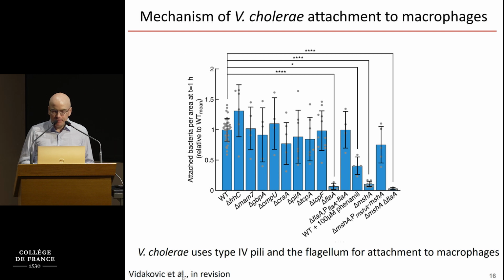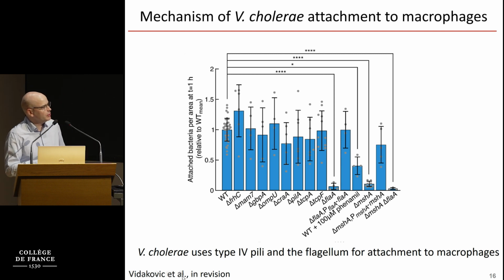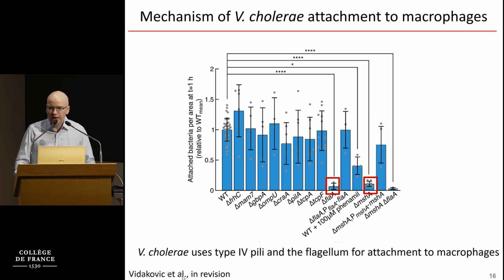Now, we of course also wondered what is the mechanism of the attachment, and luckily for Vibrio cholerae, attachment to various surfaces has been studied, and there are a number of adhesion factors that Vibrio cholerae uses. So we knocked them all out here, and we found that flagella are the key for initial adhesion, and MSHA pili are important.